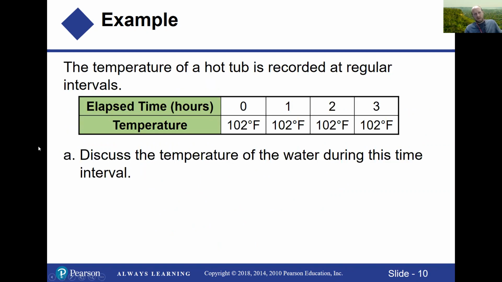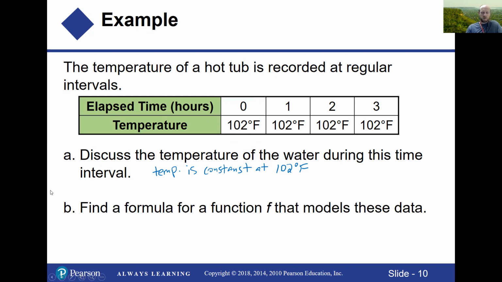All right, let's do another example here. The temperature of a hot tub is recorded at regular intervals. We have an elapsed time in hours and then a temperature. Let's discuss the temperature of the water during this time interval. What seems to be happening here with the temperature? Well, it looks pretty constant to me. It's always 102 degrees Fahrenheit, even after every hour. So the temperature is constant at 102 degrees Fahrenheit.